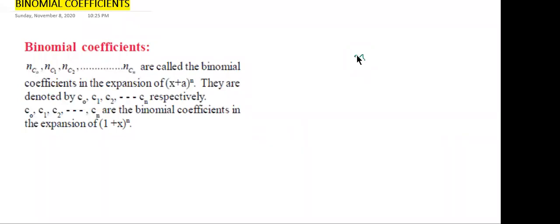Here, nCr is denoted by Cr. Cr meaning is nCr only. C0 meaning is nC0. So C0, C1, C2, C3 and so on up to Cn, those are binomial coefficients.